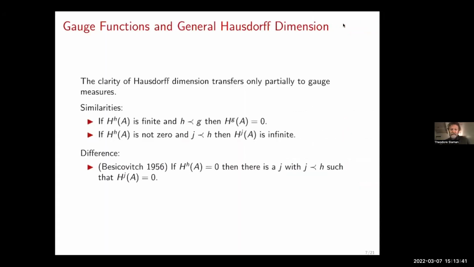But there are some differences. Namely, if the H measure of A is equal to 0, then there is a J such that J is less than H, and the HJ measure of A is equal to 0. So if you have something like exact gauge dimension H, you can't have H outer measure equal to 0. That's a theorem of Besicovitch.